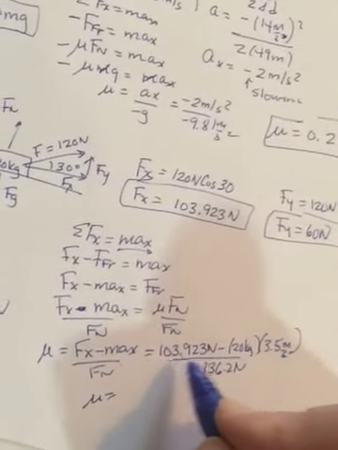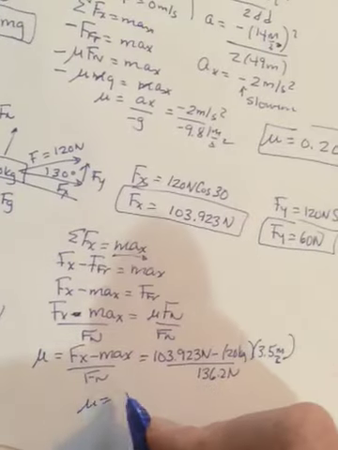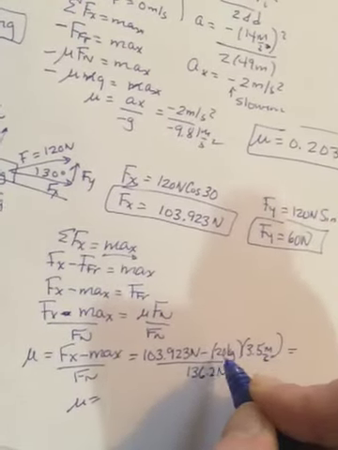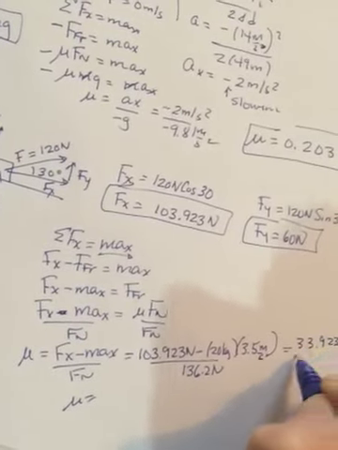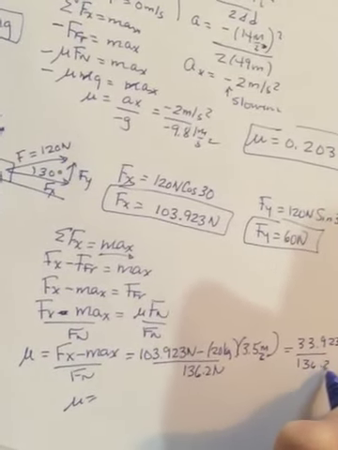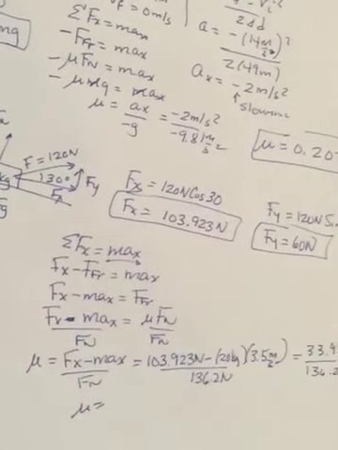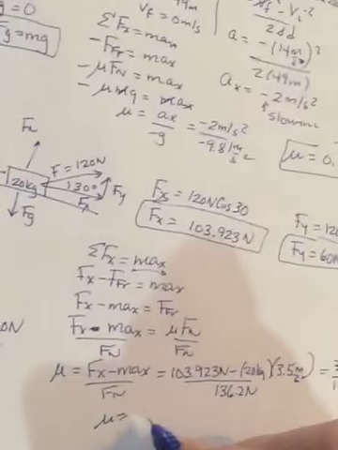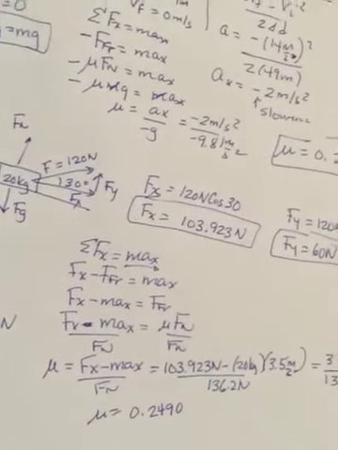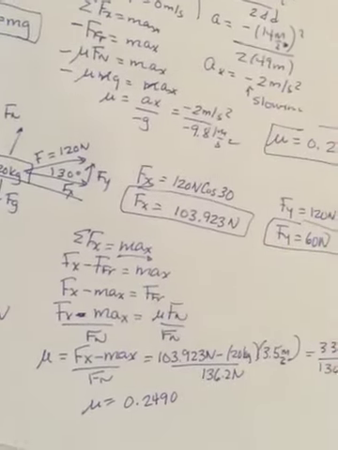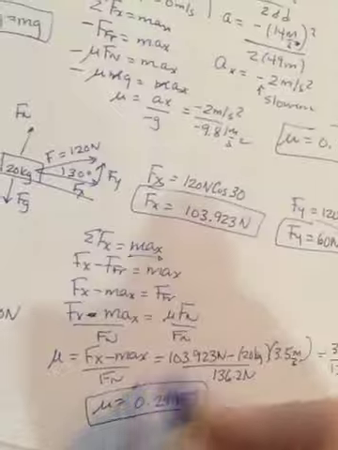So this is going to be 70. So on the top, 33.923 newtons over 136.2 newtons. So you should end up getting a mu of, if I can believe my answer to save time, 0.2490. Okay. 1 to go.